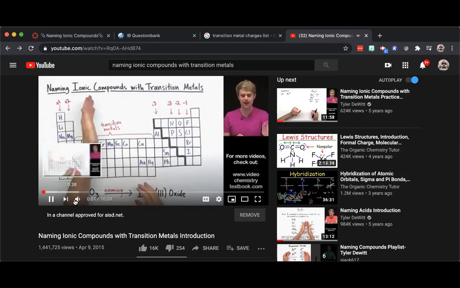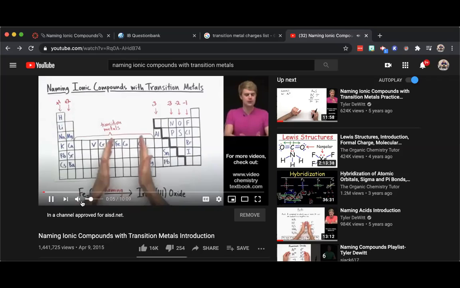Naming ionic compounds with transition metals. The transition metals are the elements in this part.